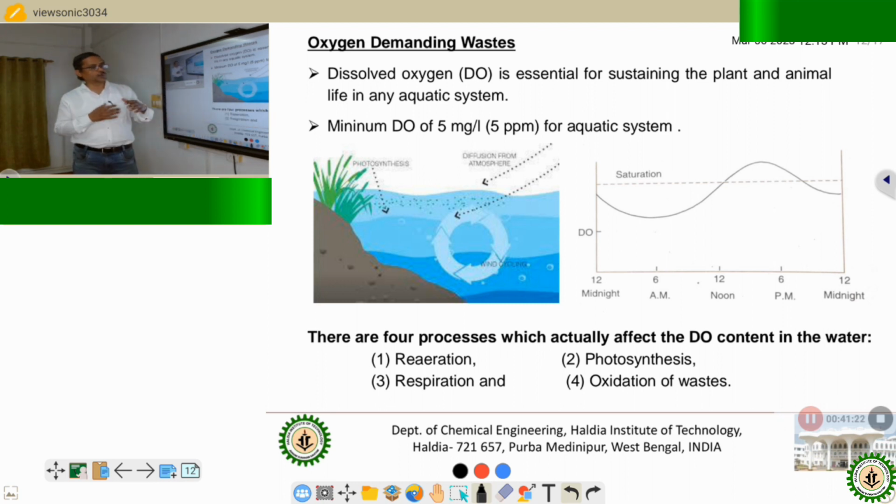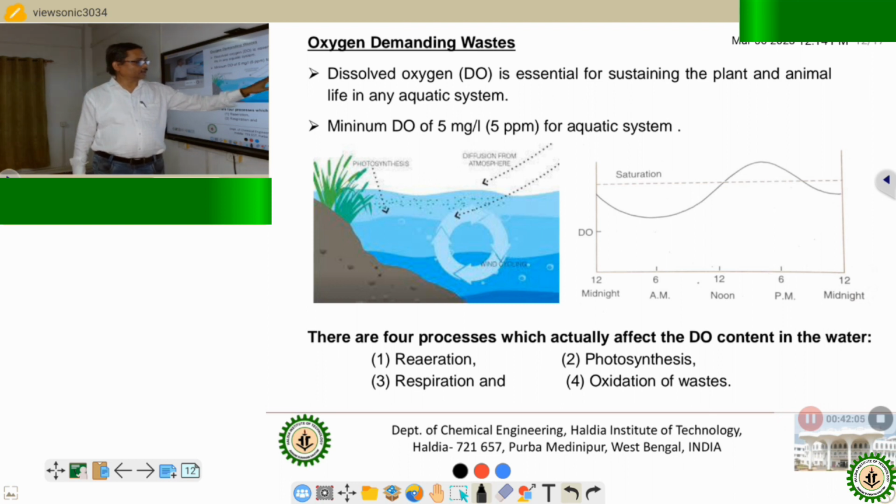So there are two opposing actions taking place, and in that way, from time to time, if the level of respiration or oxidation of the waste is more, definitely the DO level will be less. Or if the other two factors, re-aeration or photosynthesis rate, are more, then definitely the oxygen level will increase. But here again, the natural trend of the DO is mentioned, say for 20 hours of operation: at midnight the DO level in the water is at this position, and in the morning DO is decreasing.